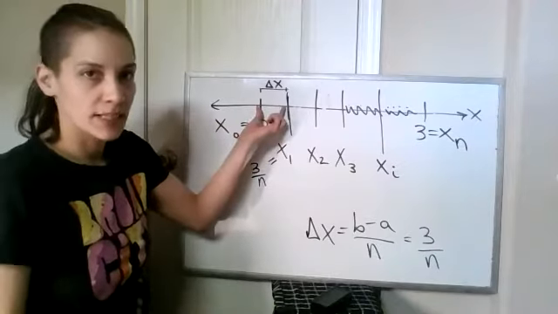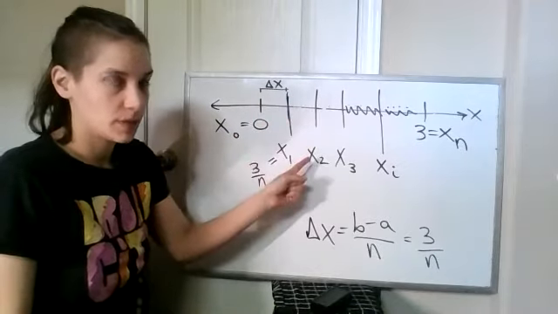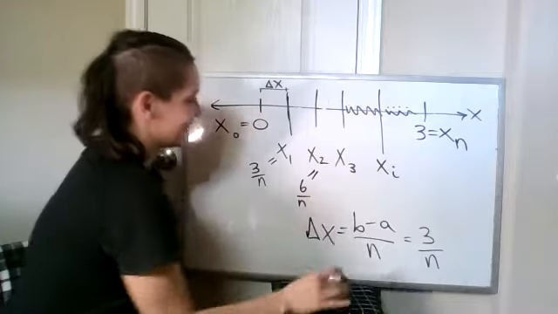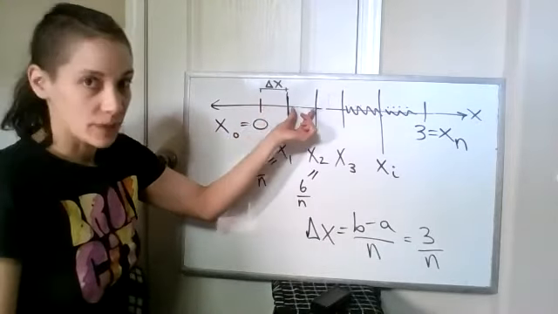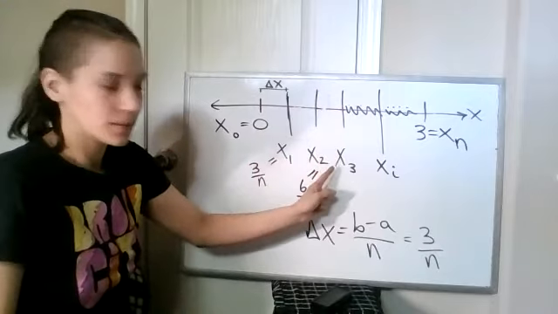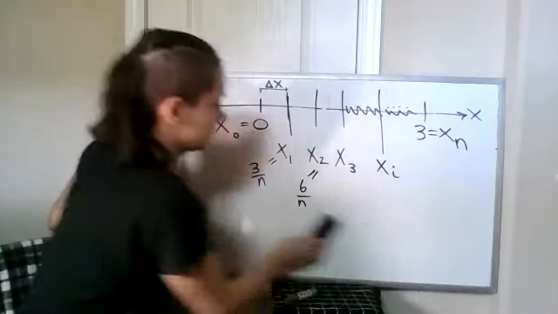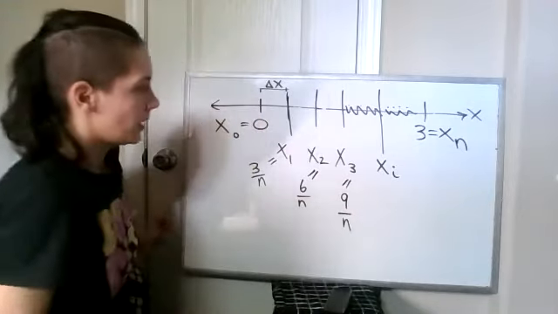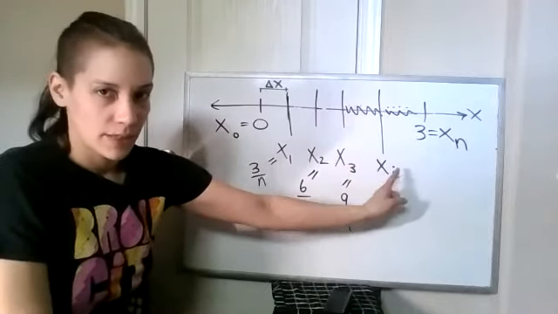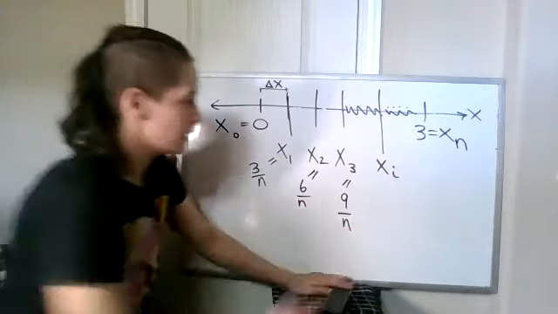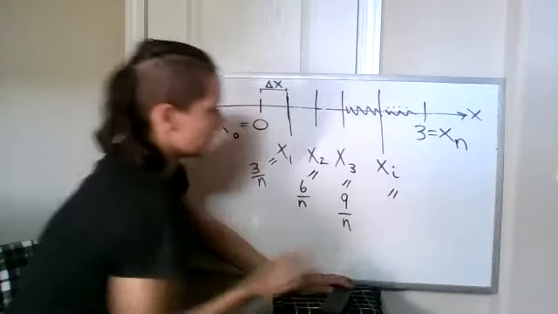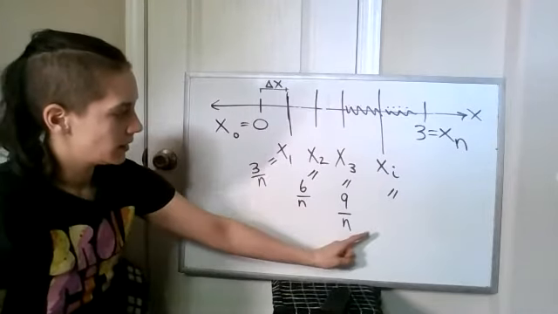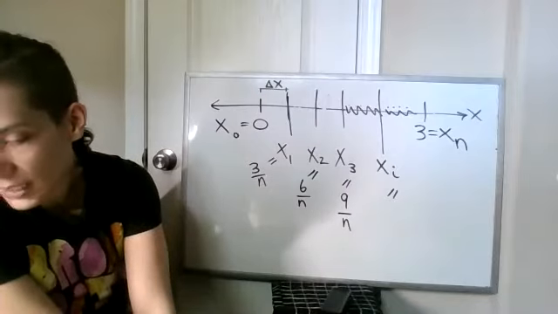Okay, so this would be 3 over n and another 3 over n, which makes x sub 2 6 over n. Okay, 3 over n plus 3 over n plus 3 over n, we're at 9 over n. And then you keep going some number until you reach x sub i, and the formula would be 3 times i over n.